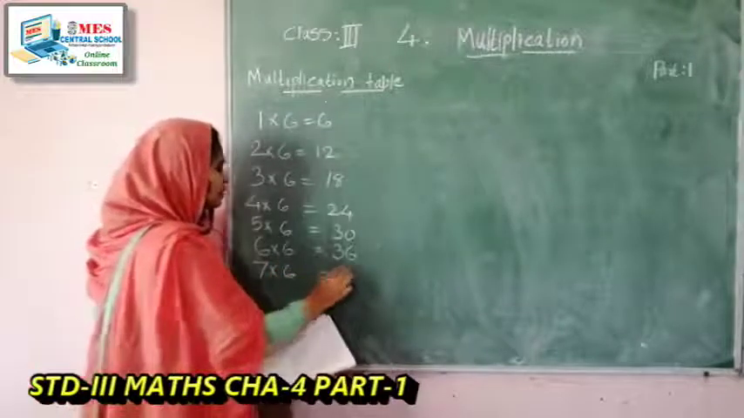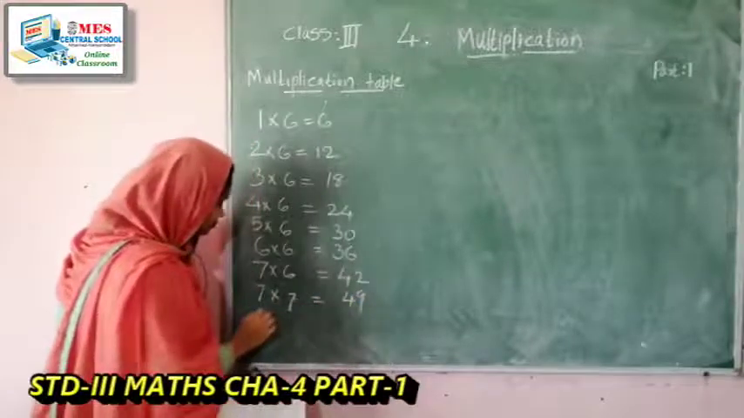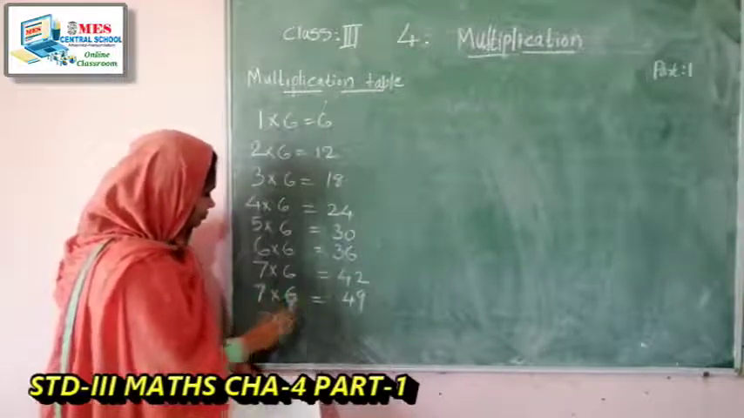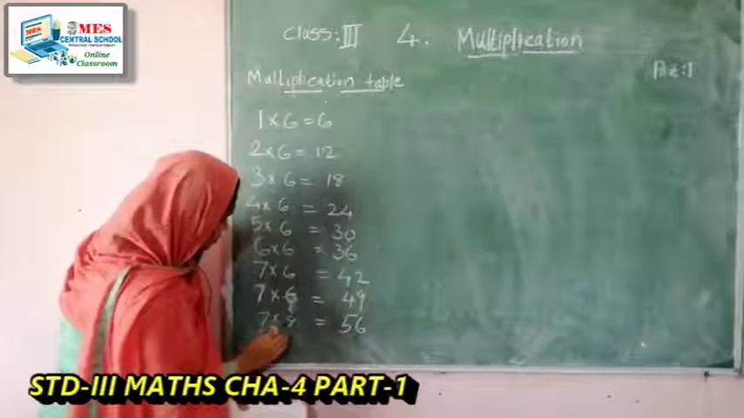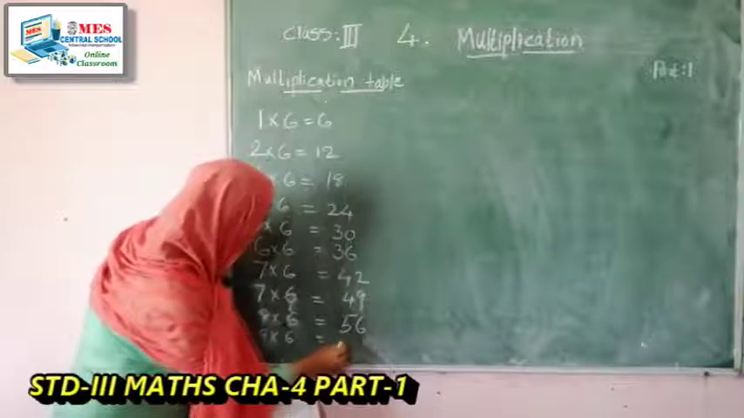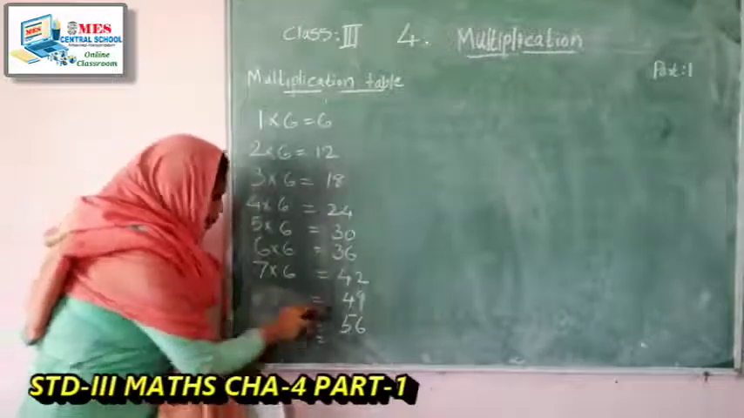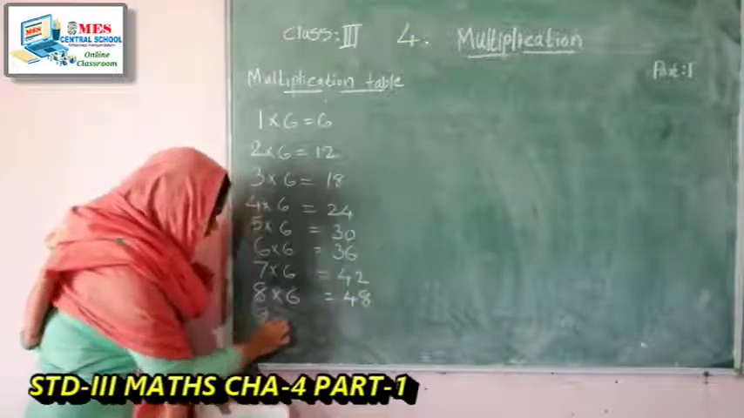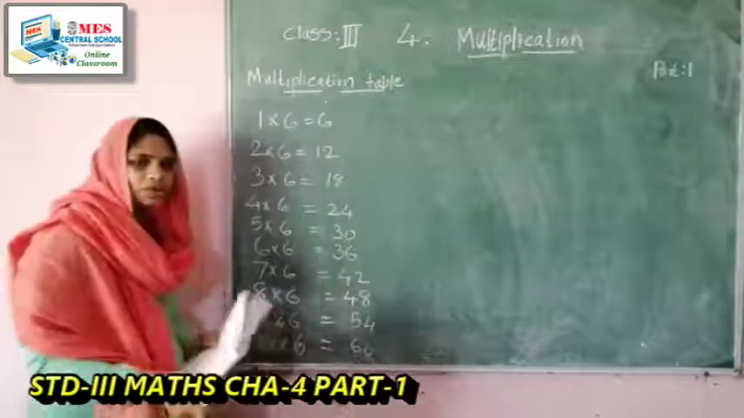7 6 is 42. 8 6 is 48. 9 6 is 54. 10 6 is 60. This is the table of 6.